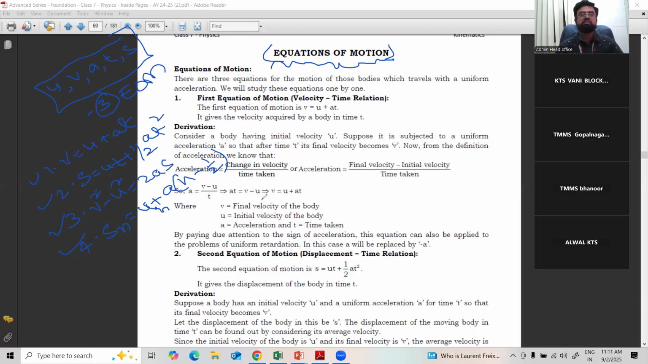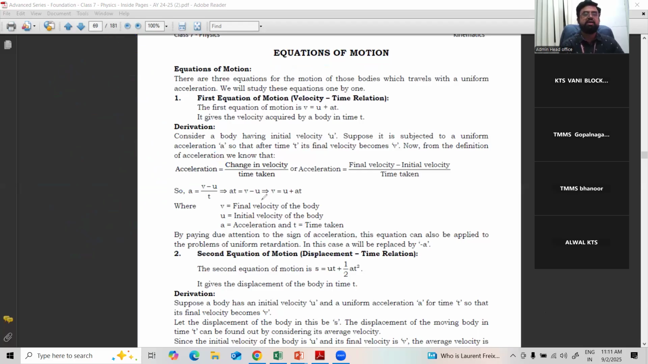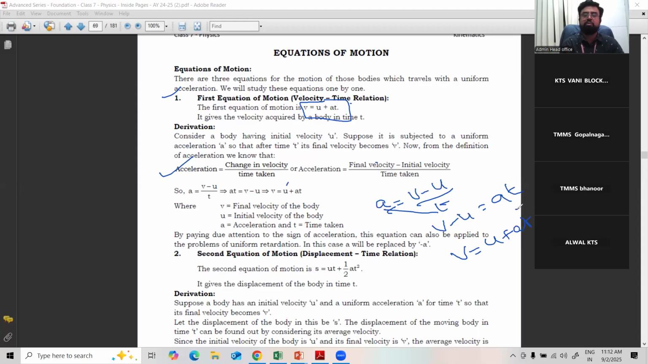Okay. So when you come to the first equation of motion, you can see here, the relation between velocity and time. Velocity time relation. So first equation I already wrote, V is equal to U plus AT. How did you get it? From the definition of acceleration. Acceleration is nothing but change in velocity by time. So that is final velocity minus initial velocity by time. That is A is equal to V minus U by T. Right? Take T this side. It becomes V minus U is equal to AT. Take minus U that side. So V is equal to U plus AT or AT plus U.